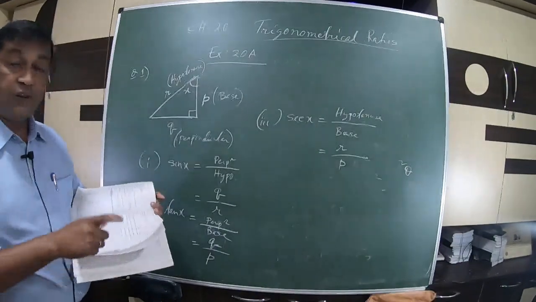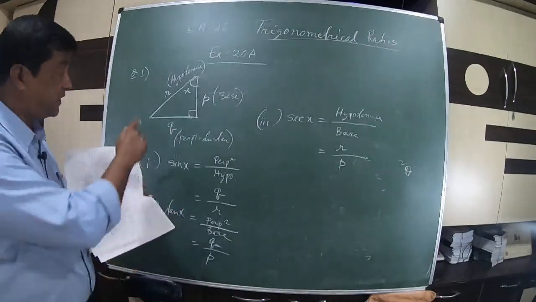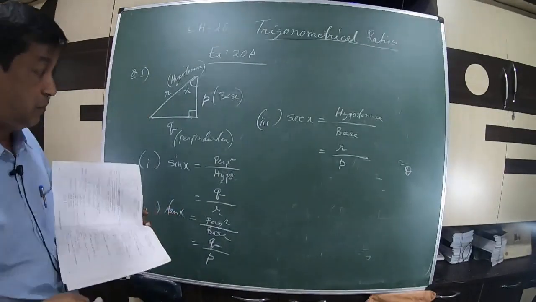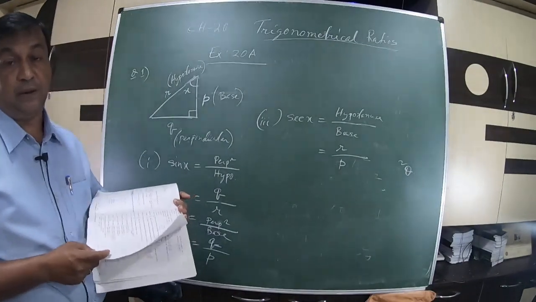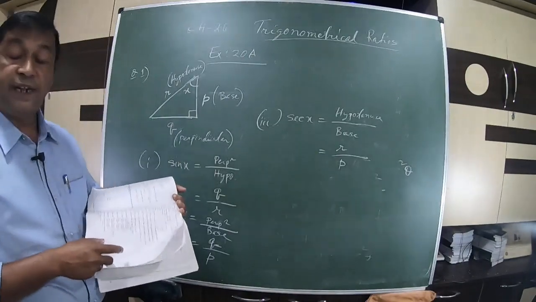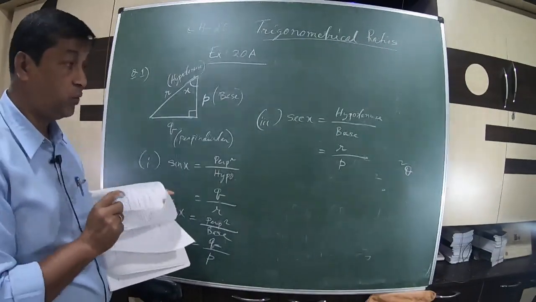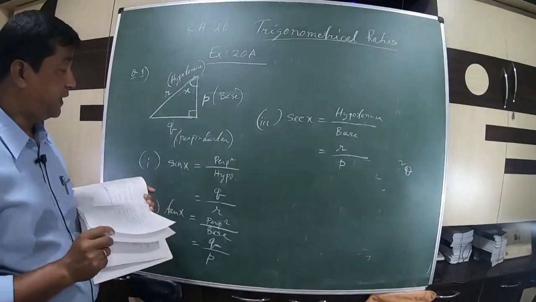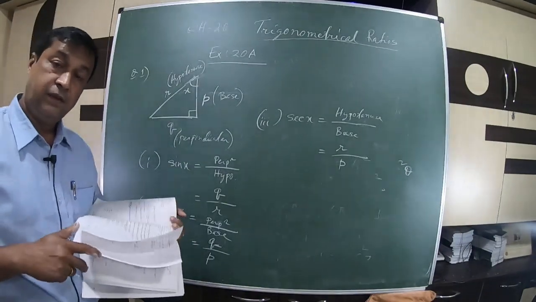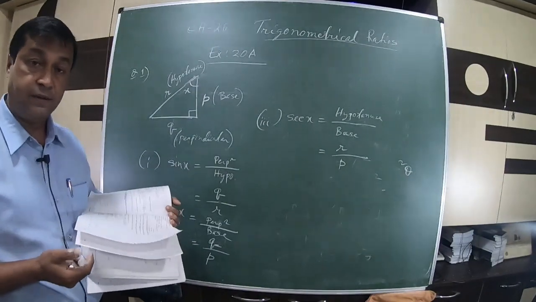Because you are learning this formula for the first time, you have to understand how the values are coming. Actually, you have to know that formula first. You have to know the ratios: what is sin x, cos x, then what is tan x, then what is cosec x, then sec x, and cot x.